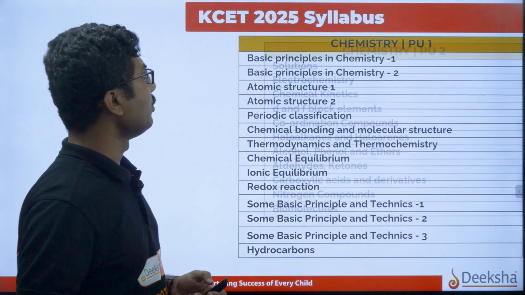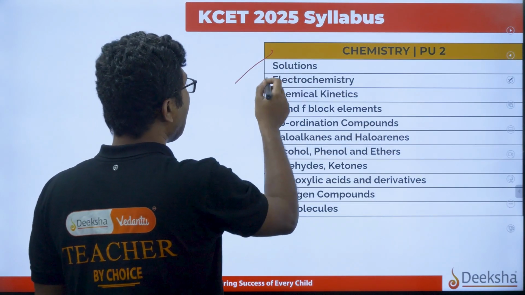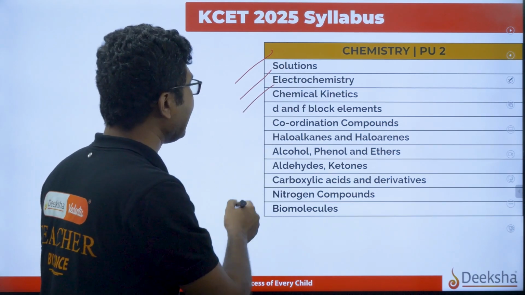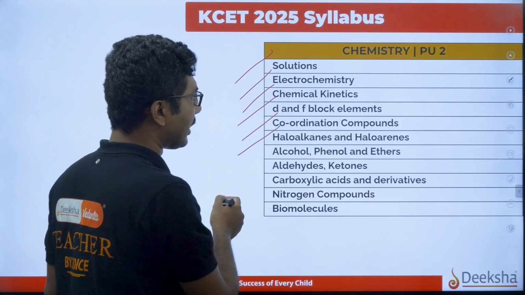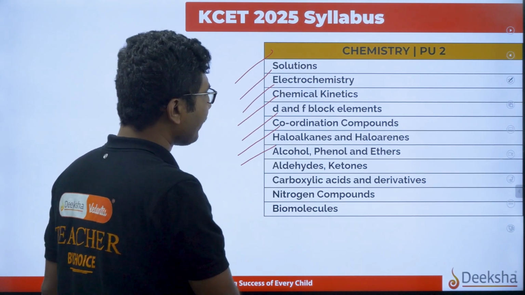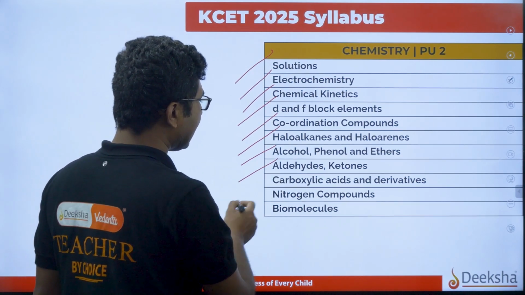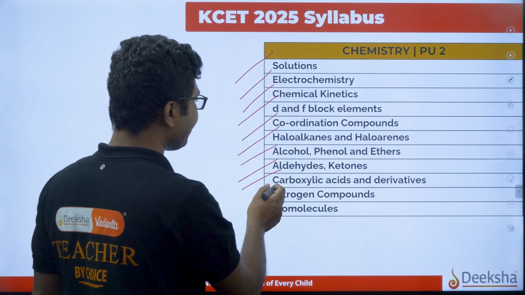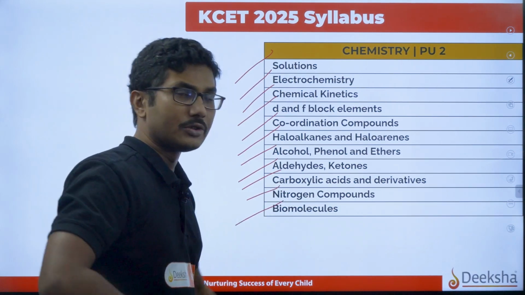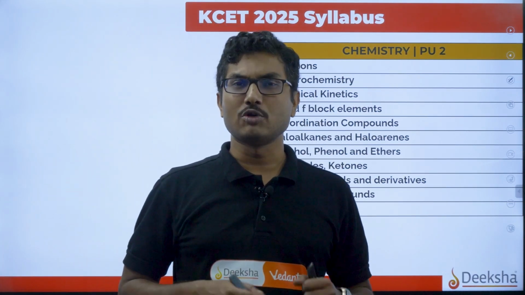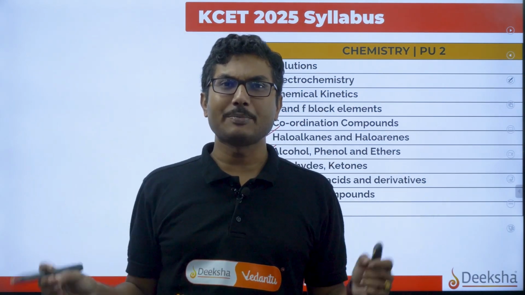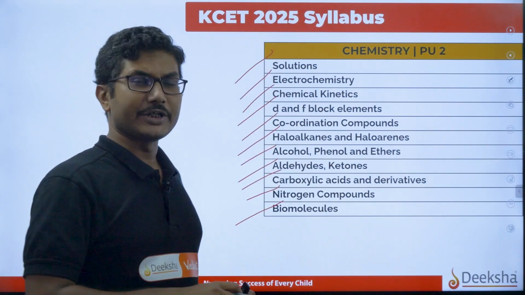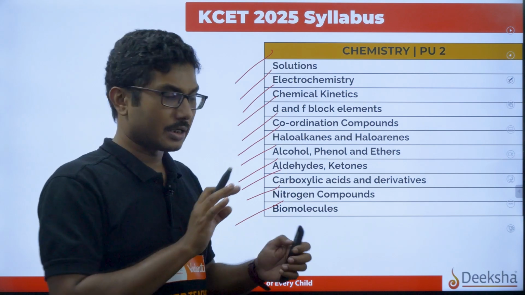Now, for your PU 2 chemistry: solutions, electrochemistry, chemical kinetics, d and f block, coordination compounds, haloalkanes and haloarenes, alcohols, phenols and ethers, aldehydes, ketones, carboxylic acids and derivatives, nitrogen compounds, biomolecules. These are all from your second PU of chemistry. All the other chapters that we are not showing here are deleted, so you do not need to study anything that is not shown here.